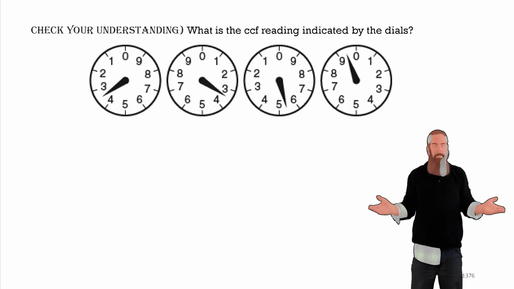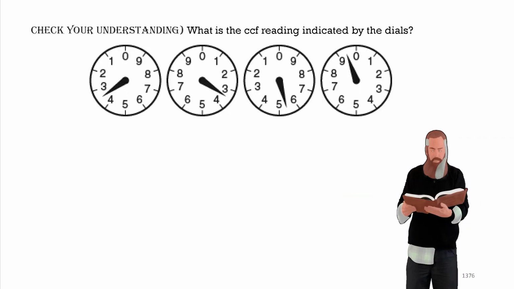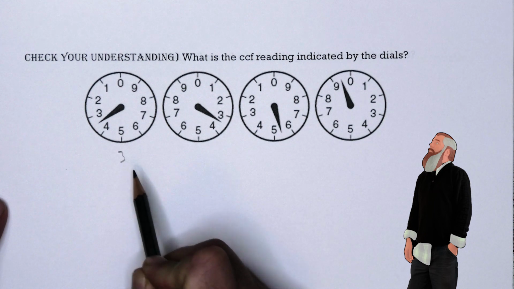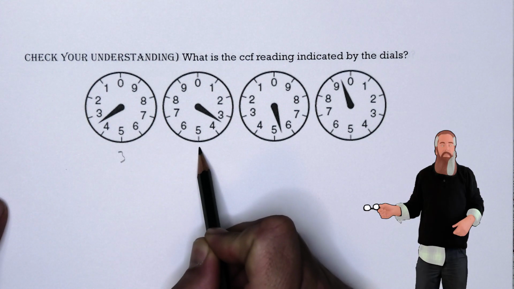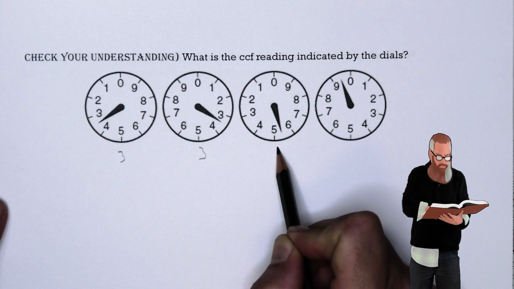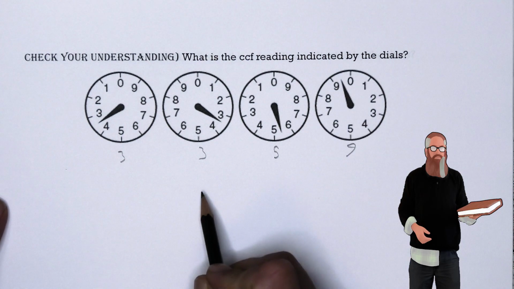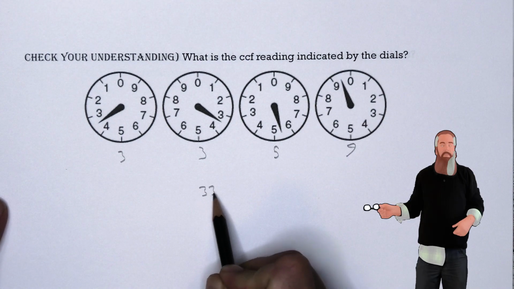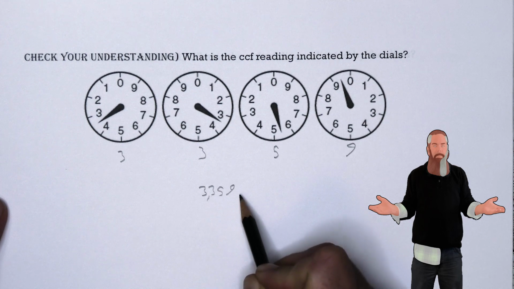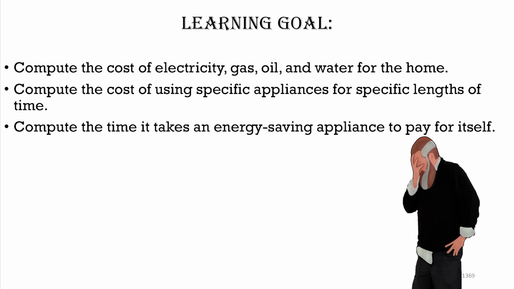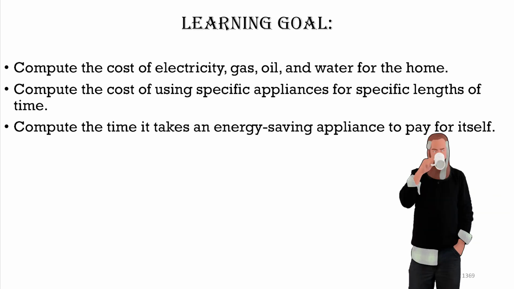Let's check your understanding by saying, what is the CCF reading indicated by the dials? Well, here we see the smaller number is 3. Again, the smaller number is 3. The smaller number is 5, and when between 0 and 9, it is 9. So we have 3,359 kilowatt hours.